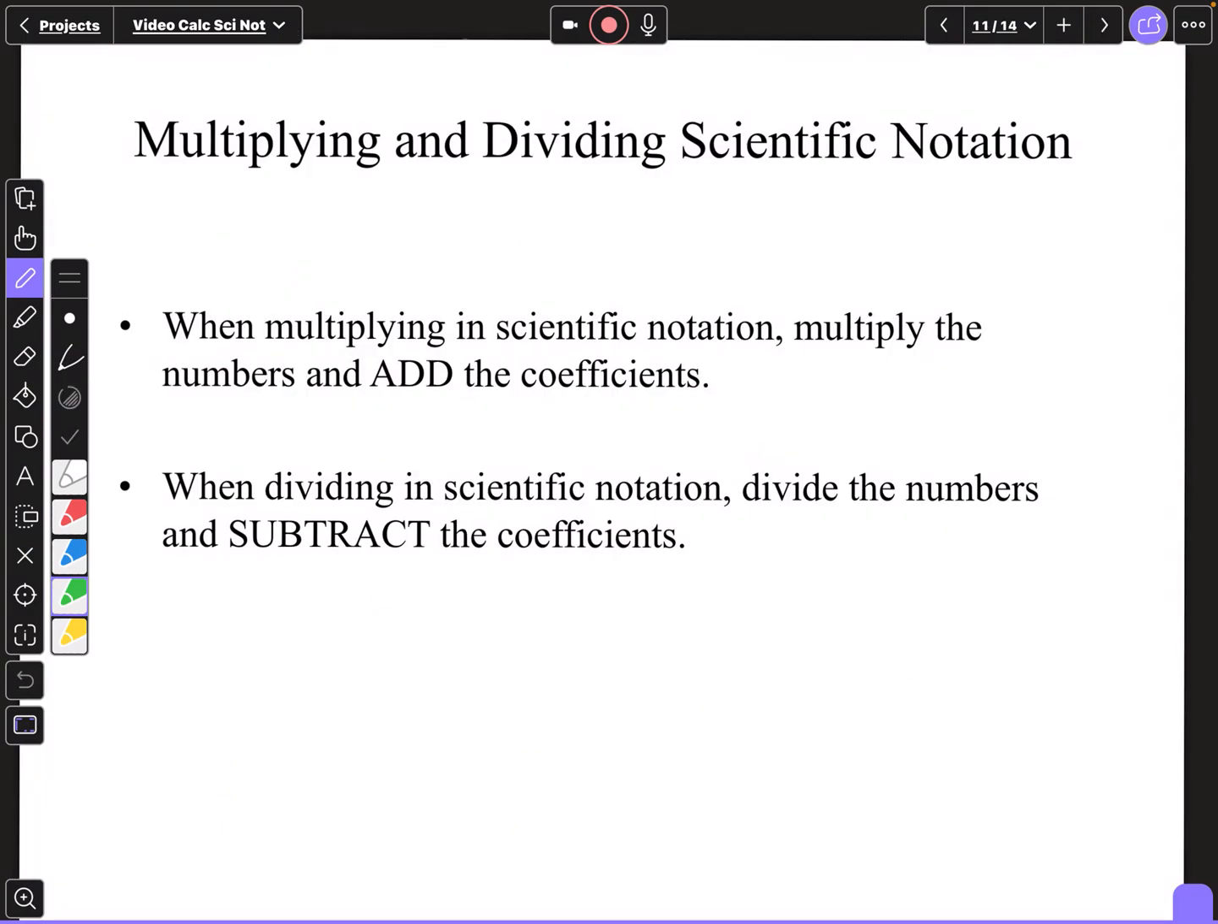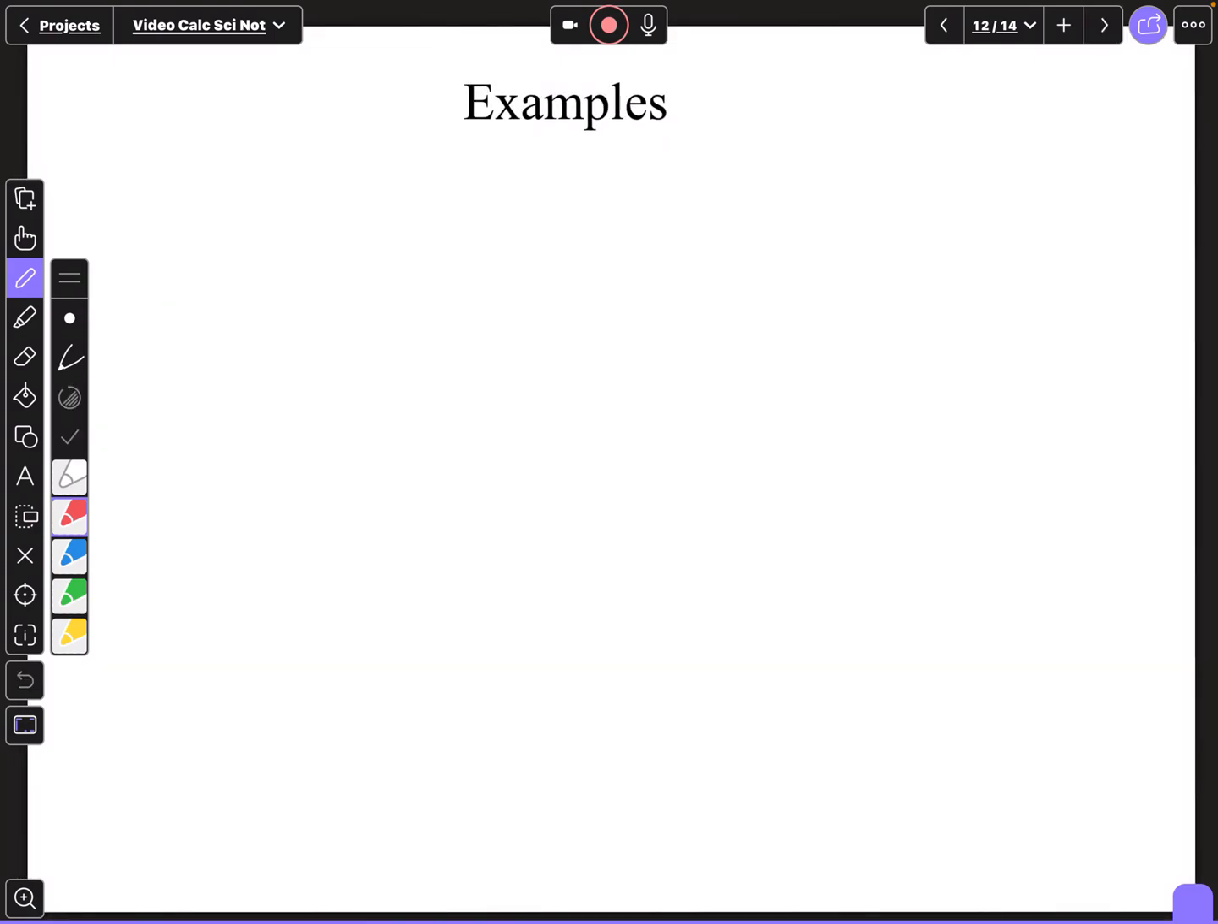Now let's look at multiplying and dividing scientific notation. When multiplying in scientific notation, you multiply the numbers and you add the exponents. So this is how it's different than adding and subtracting. When dividing in scientific notation, you divide the numbers and subtract the exponents. So let's look at some examples.